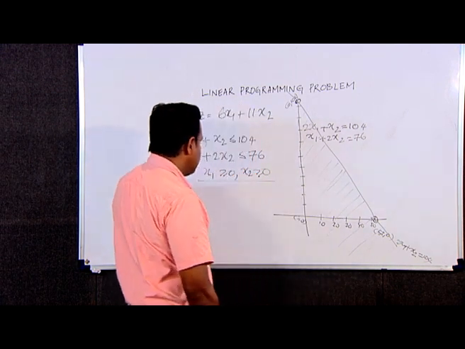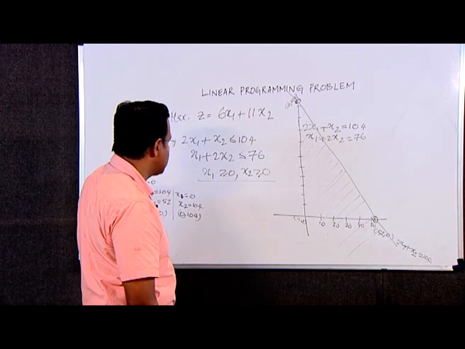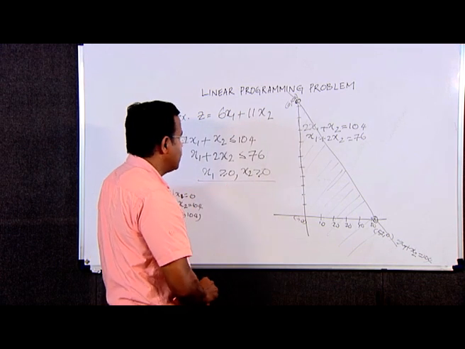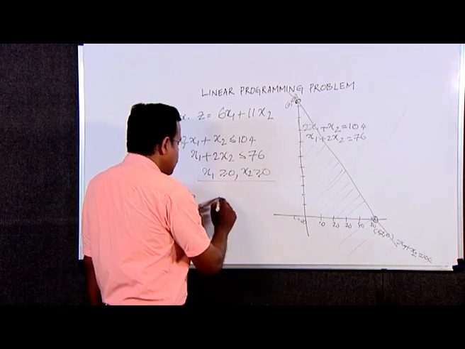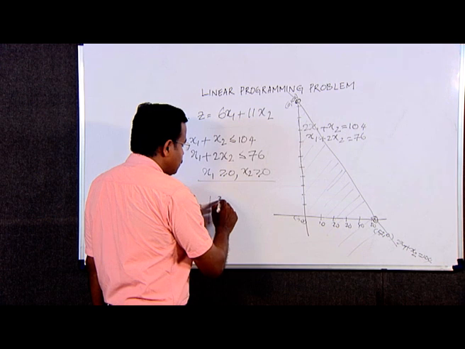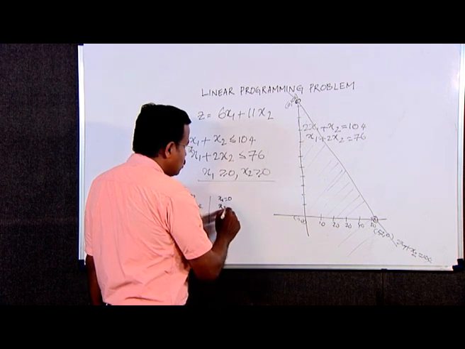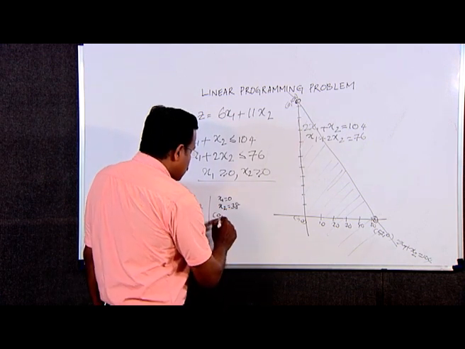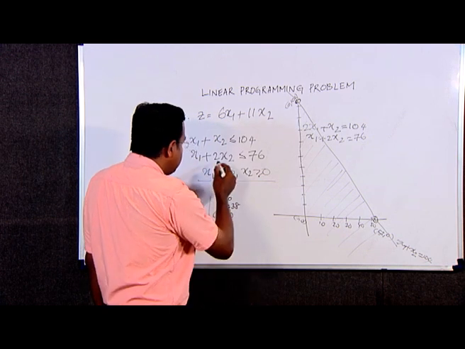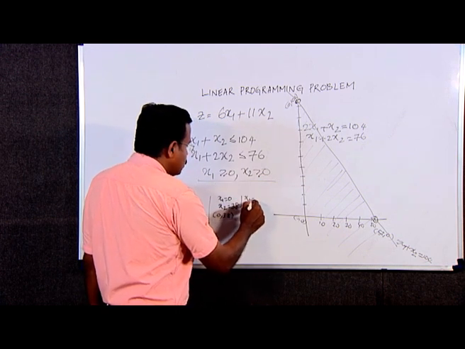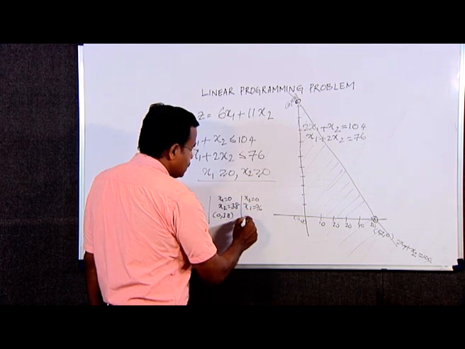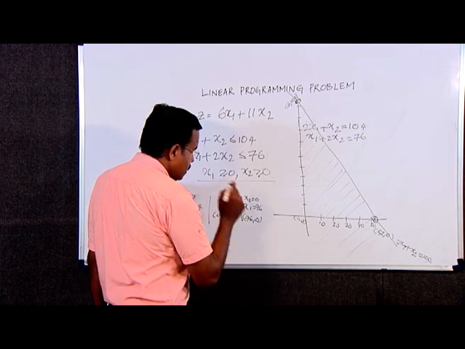Then the next is x1 plus 2x2 equal to 76, that is the next straight line. Again we want to draw that straight line x1 plus 2x2 equal to 76. For that, assume x1 equal to 0. When x1 equal to 0, 2x2 equal to 76 or x2 equal to 38. So, the point is (0, 38). Next, when we assume x2 equal to 0, we get x1 equal to 76. So, the point is (76, 0).